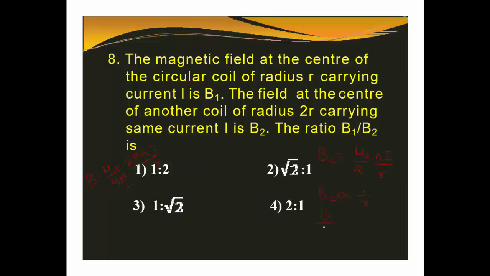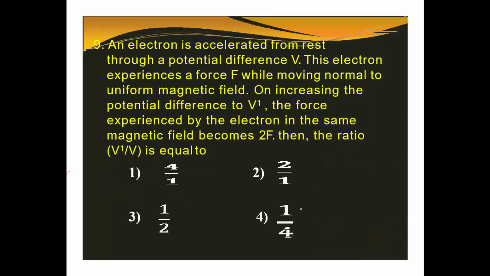Okay, I will write B1 by B2. How do you write B1 by B2? If it is inversely proportional, I will write it as R2 by R1. According to the given question, R2 is 2R and R1 is R. So the answer will be 2:1. The correct option is 4. Okay, so next we go for the next question, the ninth question.